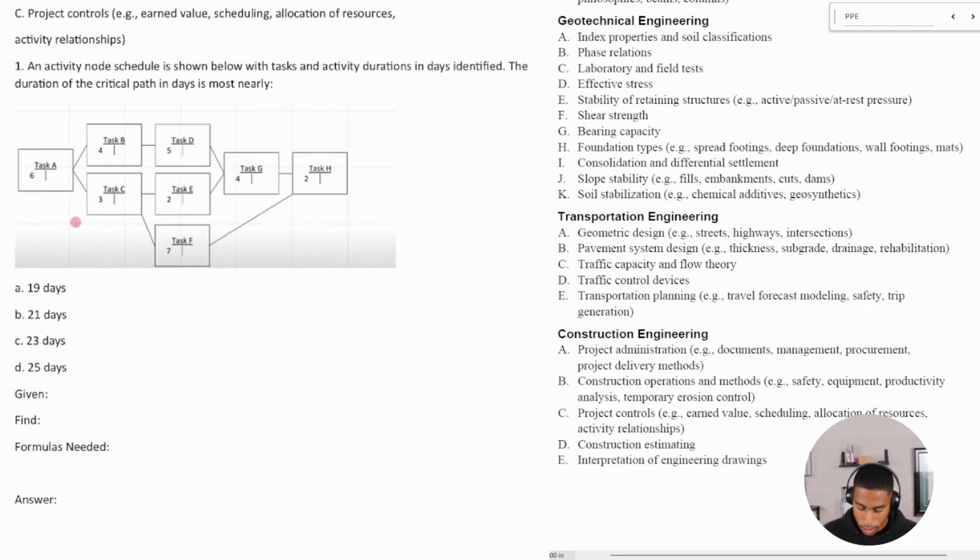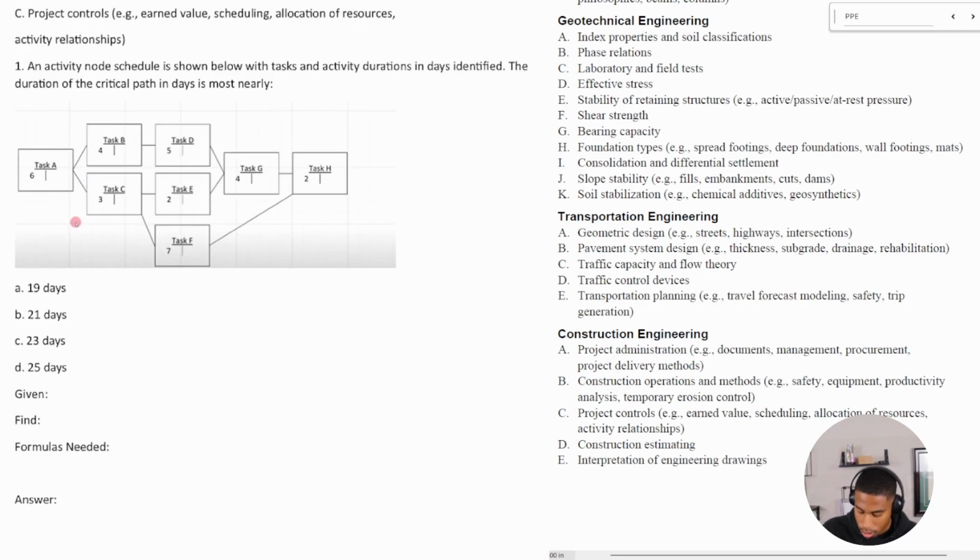All right, so number one says, an activity node schedule is shown below with task and activity durations in days identified below. The duration of the critical path in days is most nearly what?